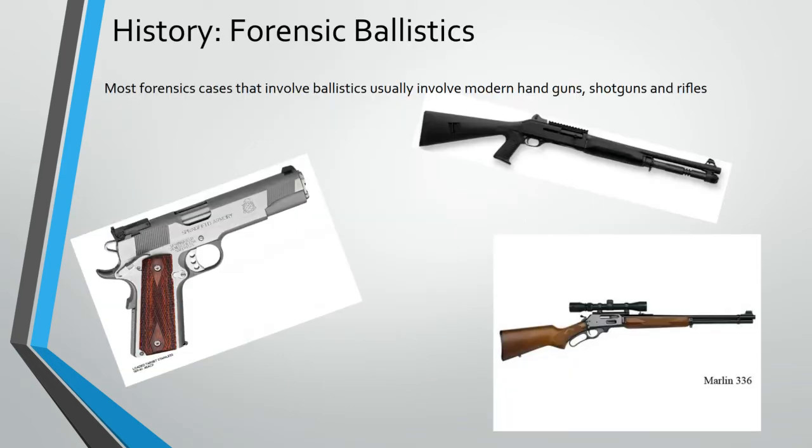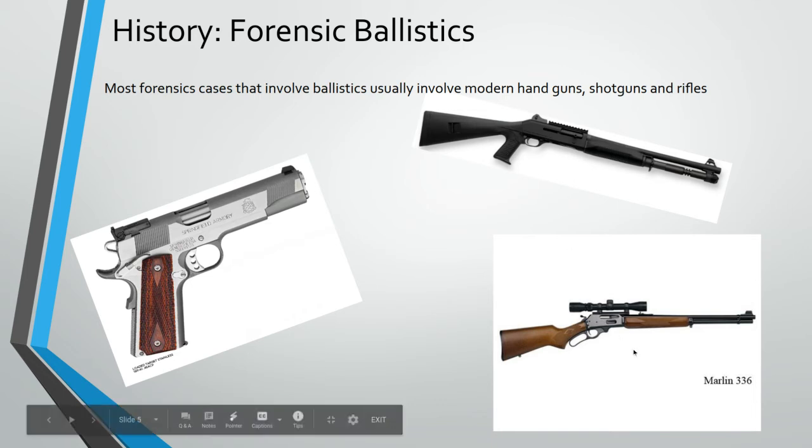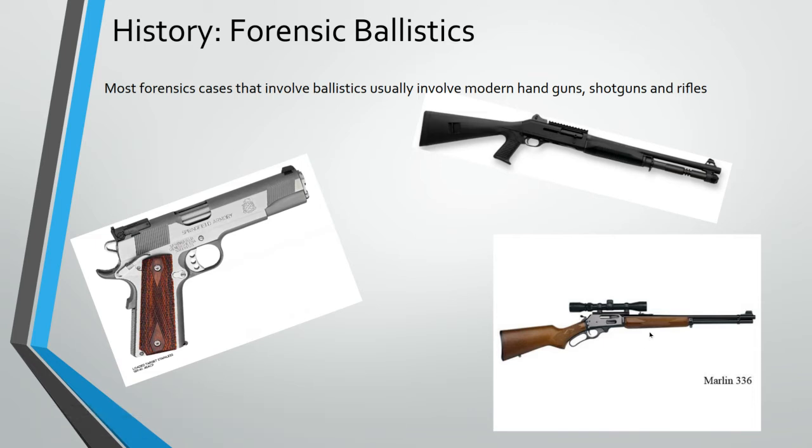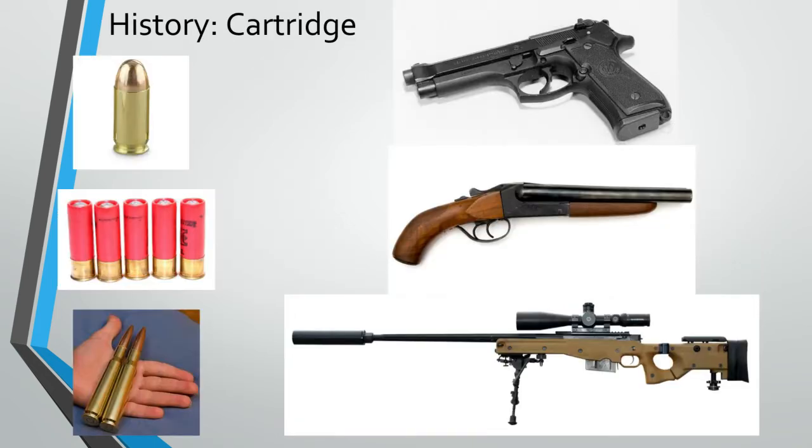So when we talk about forensic ballistics, we talk about pistols, which we just went over. We also talk about shotguns, another type of gun that can be used for forensics, and rifles. All of those can be used in any kind of crime, and the cartridges and the bullets that come out of those can be different and analyzed to see what kind of rifle or gun it was fired from.